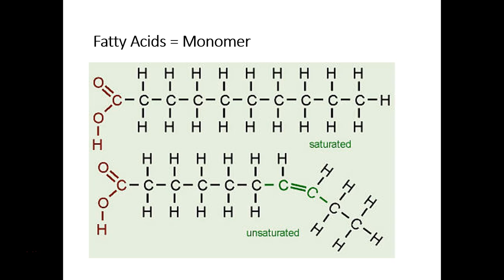Lipids are made up of fatty acids. Fatty acids are their monomers. Just like nucleic acids have nucleotides, proteins have amino acids as their monomer, carbohydrates have monosaccharides as their monomer. For lipids, their monomer is fatty acids.